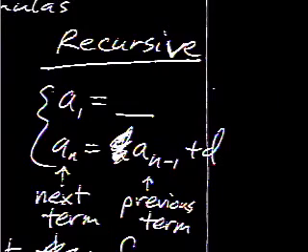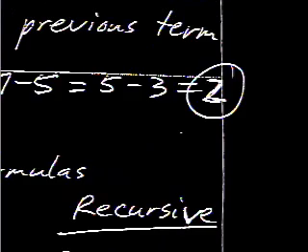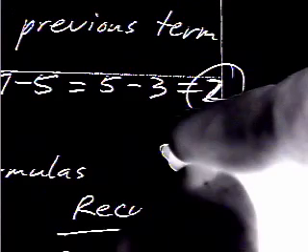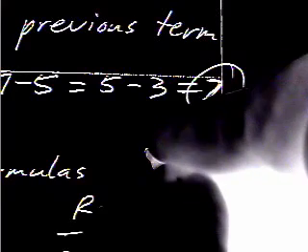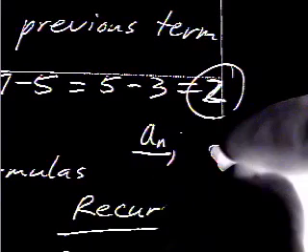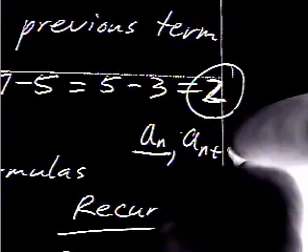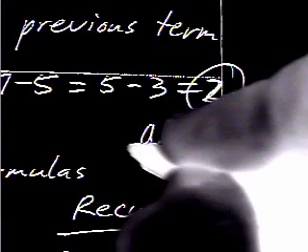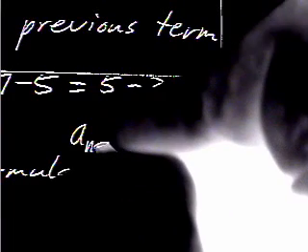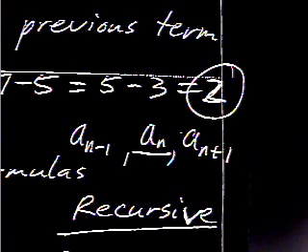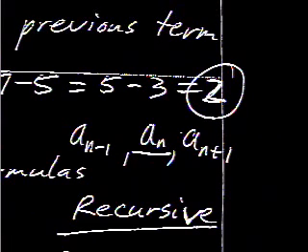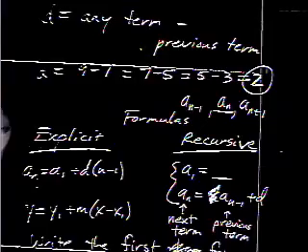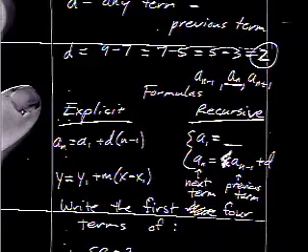For instance, if you were looking at a list of numbers and you came across a sub n, the one after it would be a sub n plus 1, and the one before it would be a sub n minus 1. I know that's kind of confusing notation, but you can get the idea of place in the sequence. Let me back out so you can see.